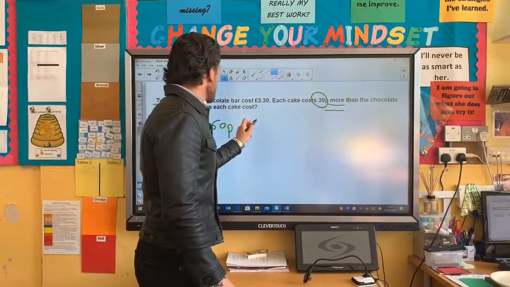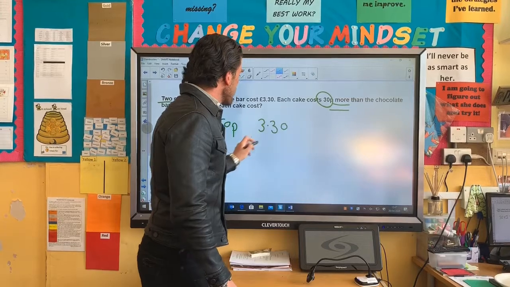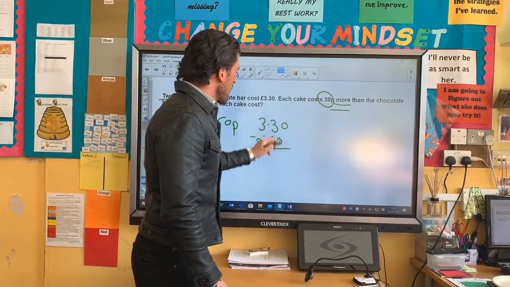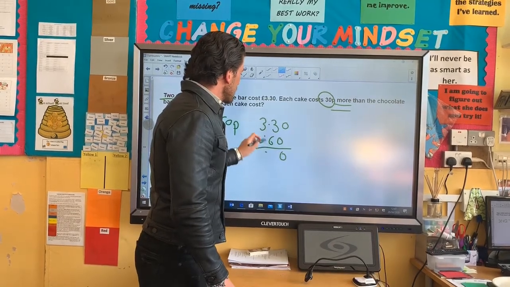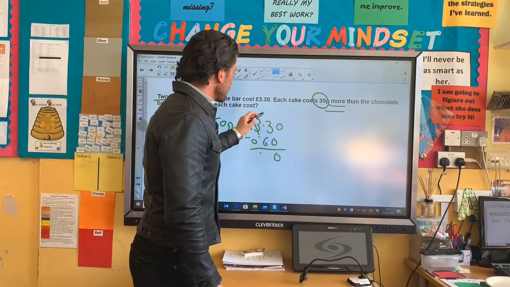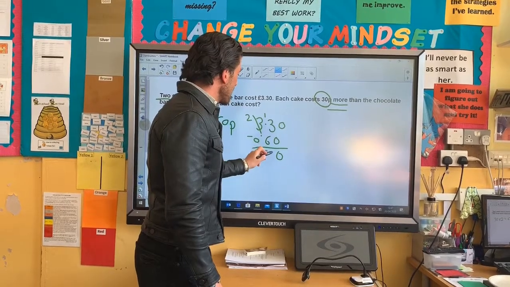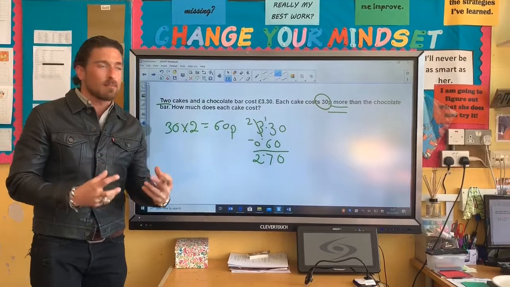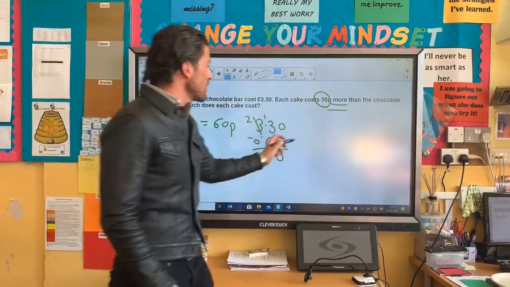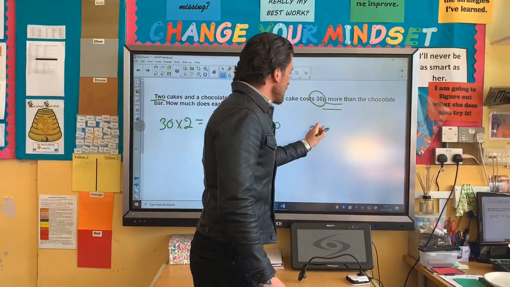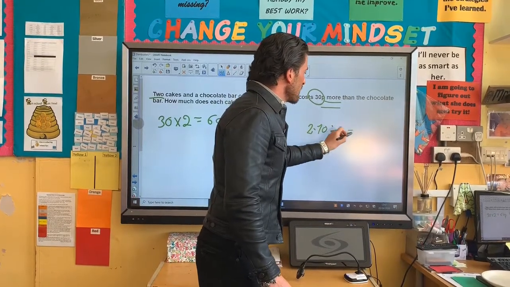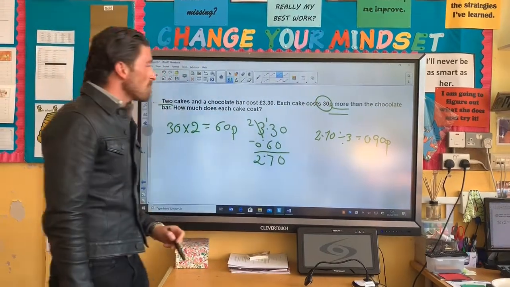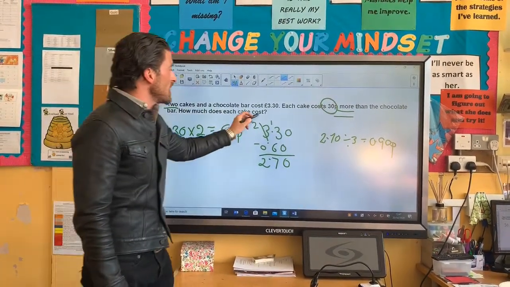Okay? So now we're going to do £3.30, get rid of that 60 pence. So, I have a 0 there. Obviously need to exchange here. So 13 take away 6 is 7. So we've got £2.70 left, which now means that all of those items are the same price. So now if we've got 3 items, we're going to do £2.70 divided by 3, which gives us 90p. So that means that the chocolate bar is 90p, but we need to know how much each cake costs.